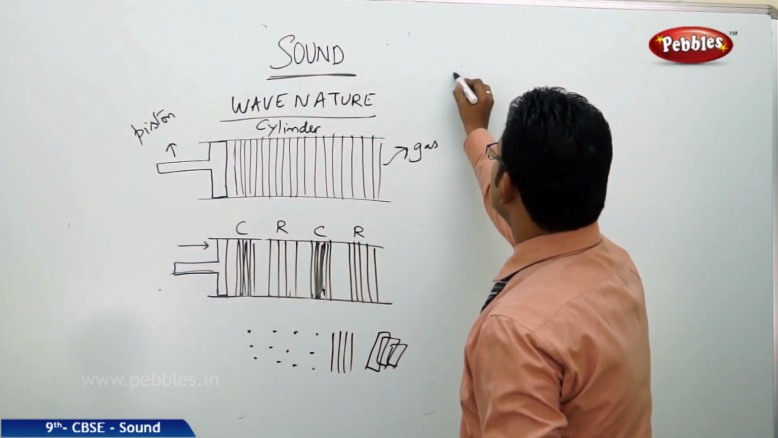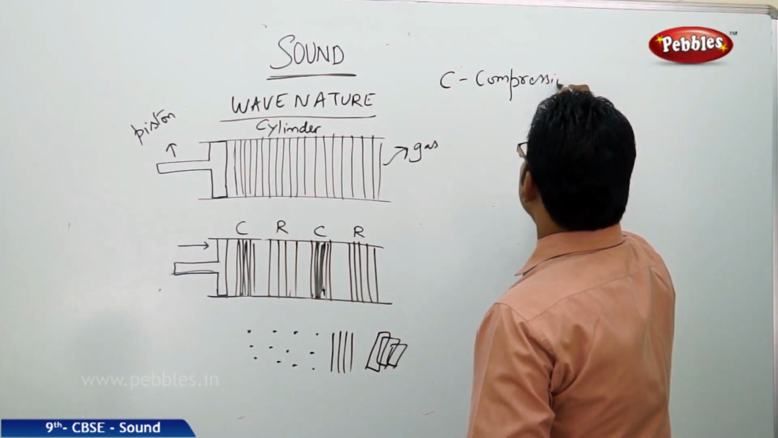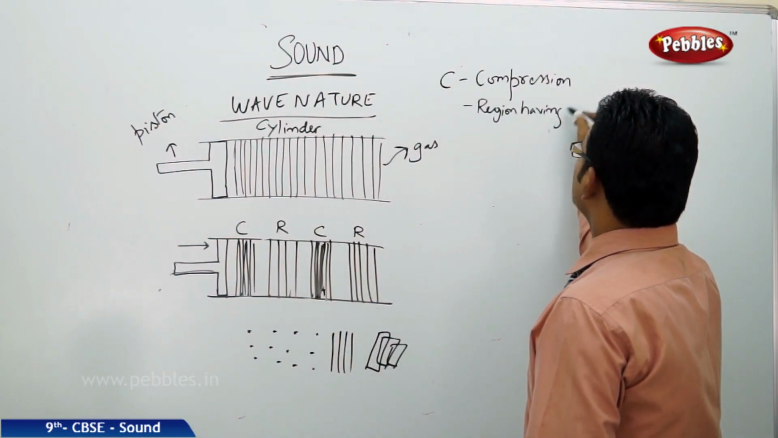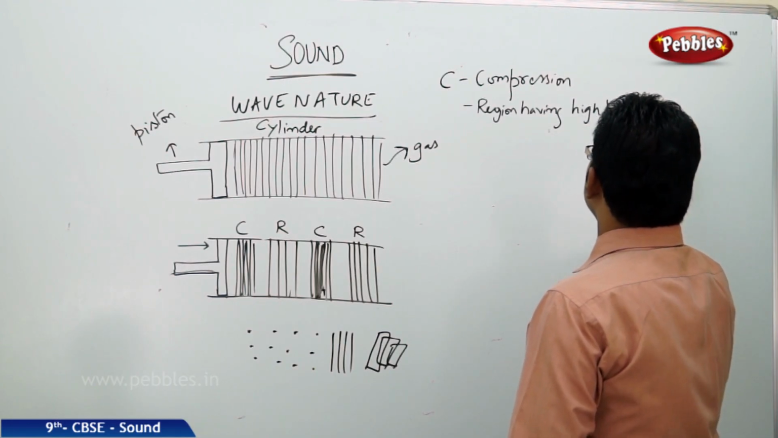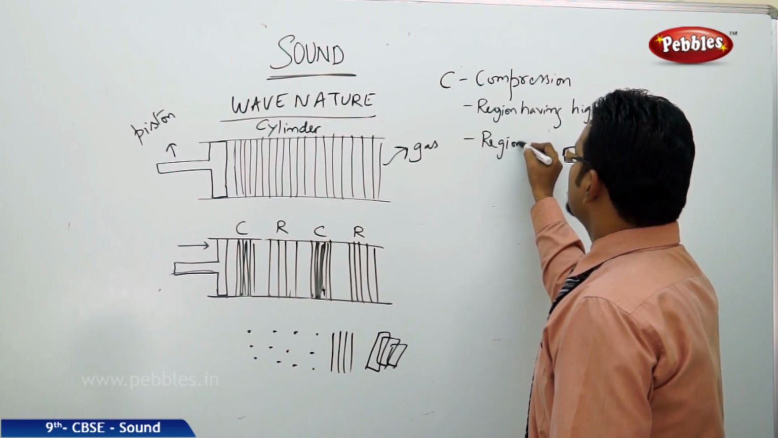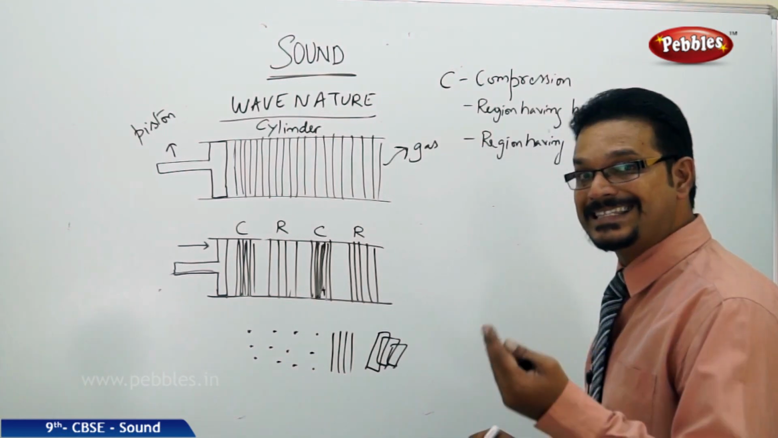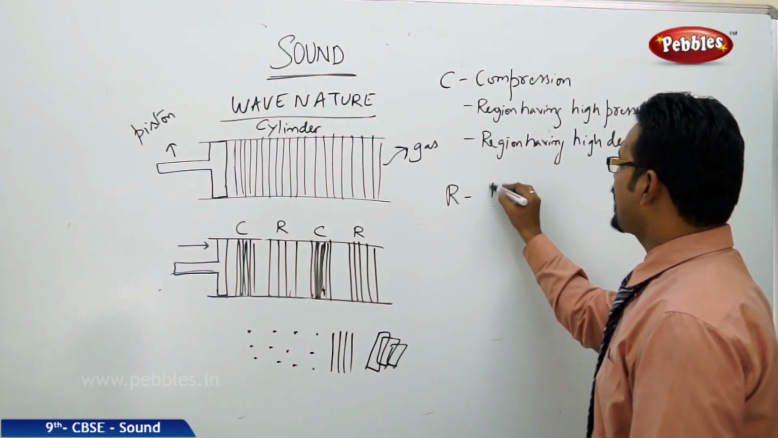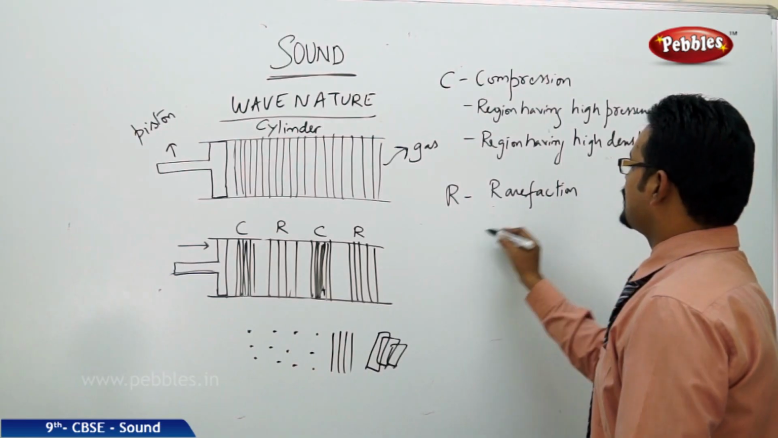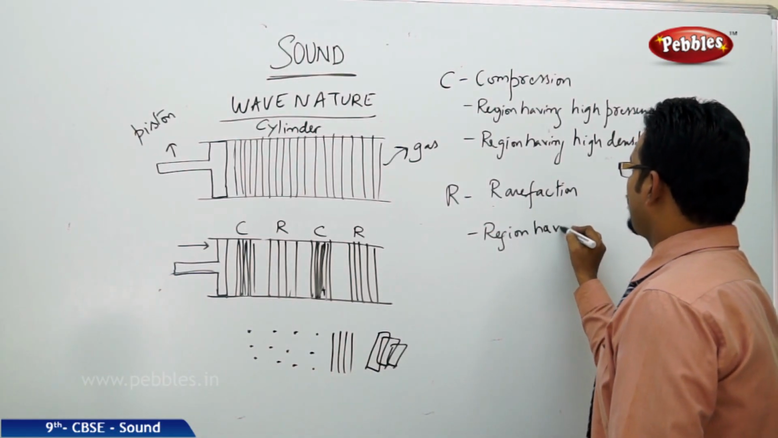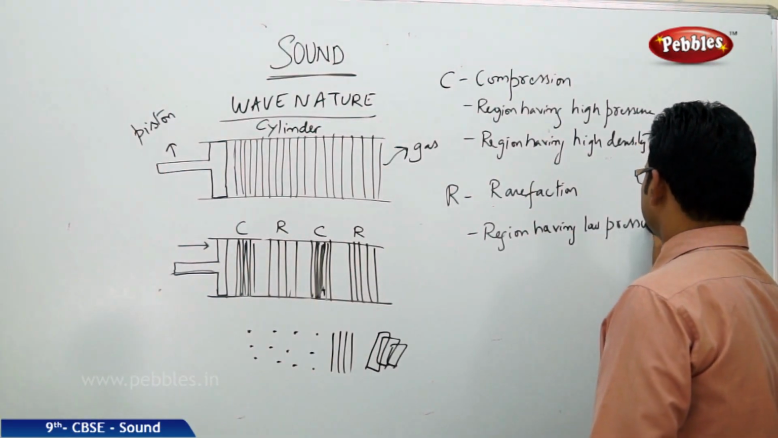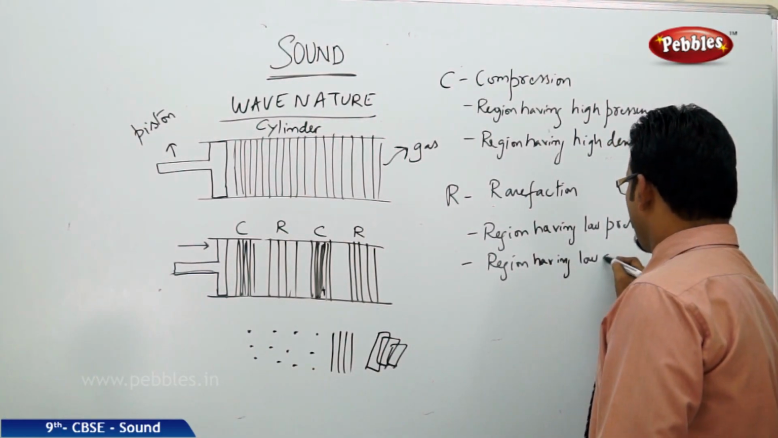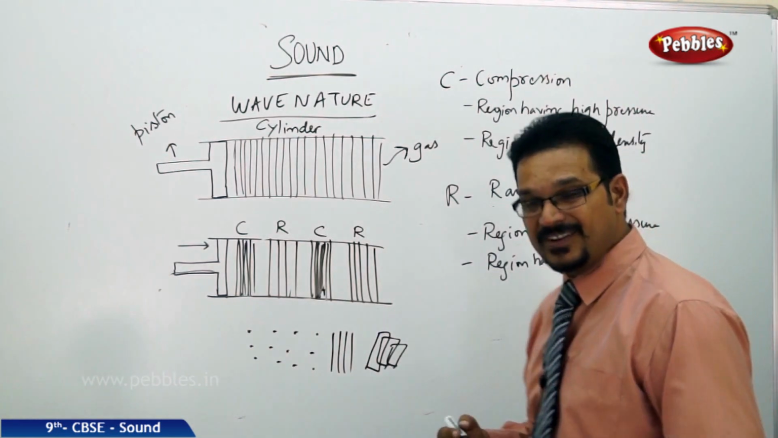Okay, so let me write here: C is called compression. The name itself tells you pressure. So it is nothing but the region having high pressure, or you can say the region having high density. Now R is nothing but rarefaction. This is the region having low pressure, or else the region having low density. So this is the definition of compression and rarefaction.